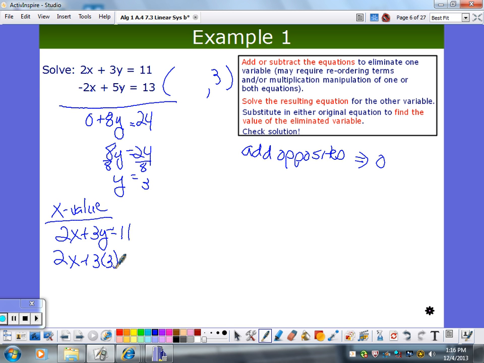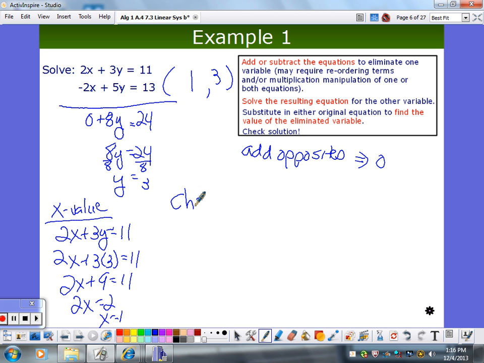It appears that 3 is the y value. So 2x plus 9, that's 11, subtract 9 from both sides. Looks like x is 1. This is the same process that you did with the substitution method, so we're familiar with this part. But look at this part. It's, I think, simpler than the process with substitution. But we need to know how to do substitution as well.